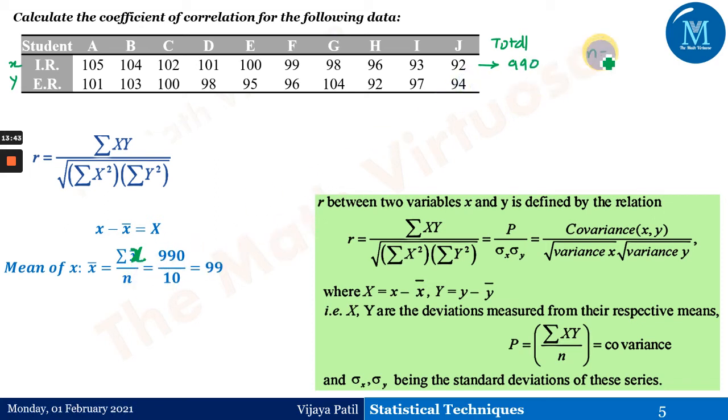Now small n in the present case is 10, because I have been given 1, 2, 3, 4, 5, 6, 7, 8, 9 and 10 observations. So these are the 10 values of x and y, or IR and ER, that have been given to us. Therefore, the value of small n is nothing but 10. And therefore, 990 upon 10 will give me 99. See, we have got this 99 as a perfect number.